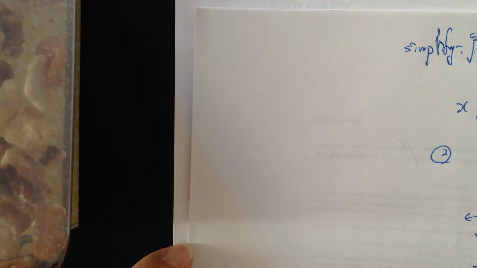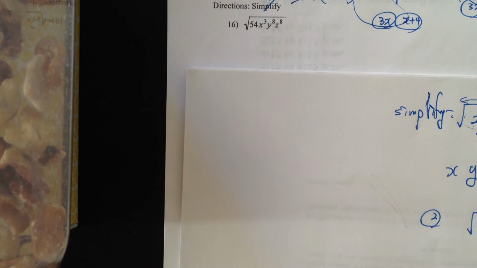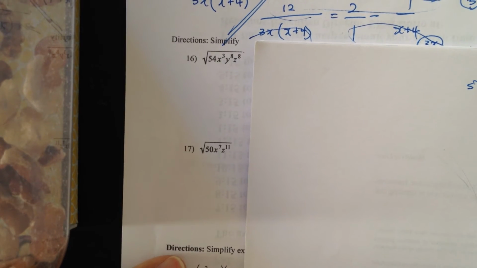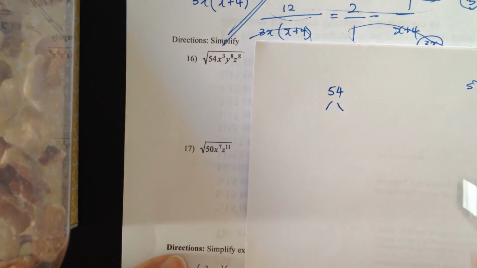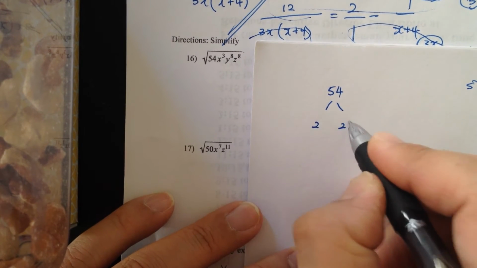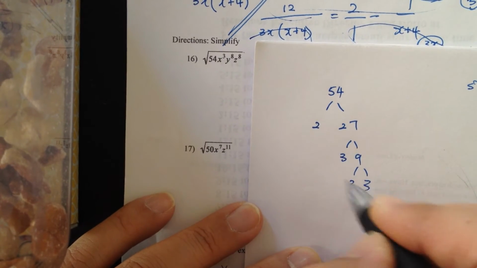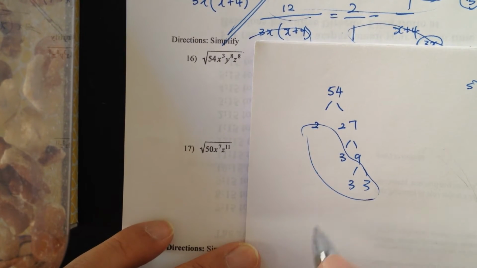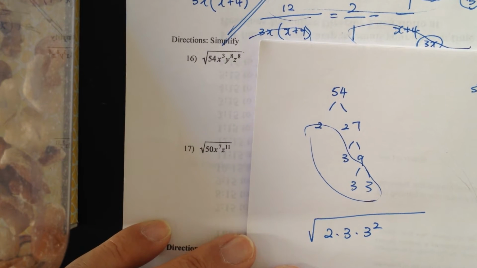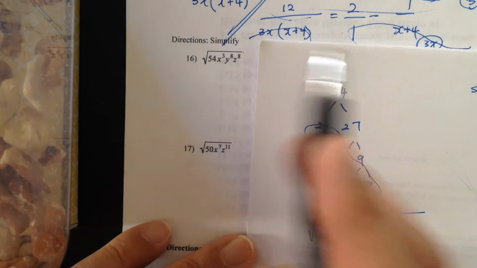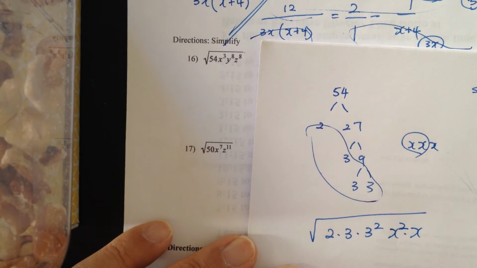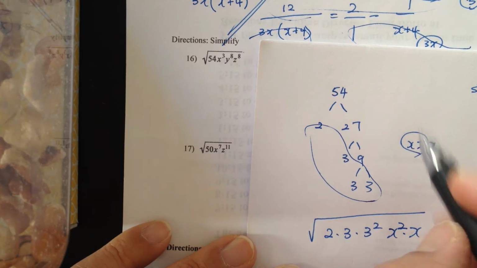So understanding, let's take a look at 16. So here the first thing I will do is figure out 54. How do we break up 54? Well, I'm going to use the prime factorization. 2 times 27, 3, 9, 3, 3. So here we're going to rewrite it with 2 times 3 times 3 squared. And now obviously x cubed is really xxx, so I could say x squared times x. Same thing with y to the 8th, yyy.